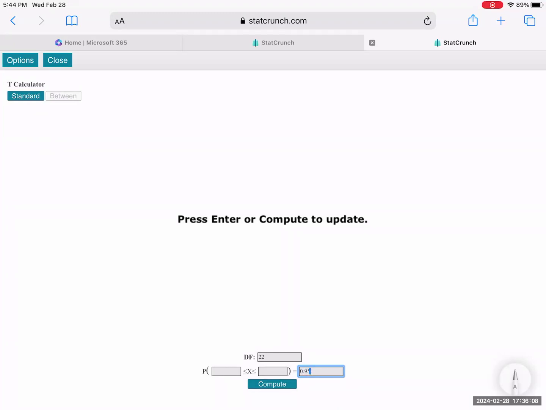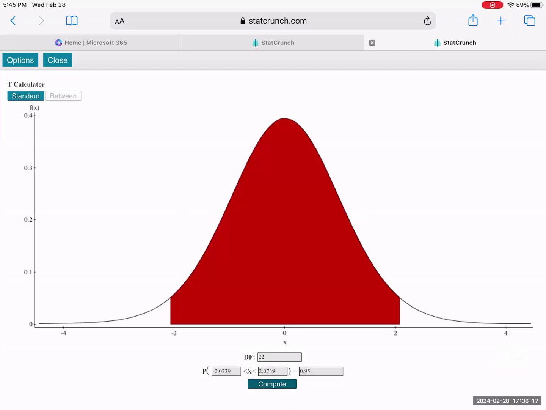Okay, that's it. So we've got degrees of freedom 22. Area in the center is 0.95. Now let's get those two values. Okay, so our critical value, we're just going to report the positive one because we do plus and minus to get our interval, and that deals with the negative one. So we're just going to report 2.0739.